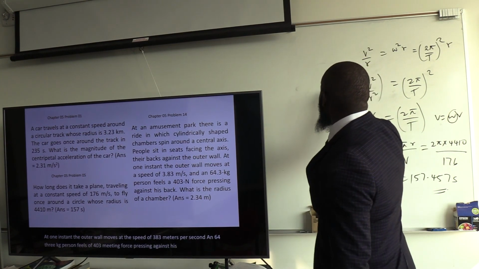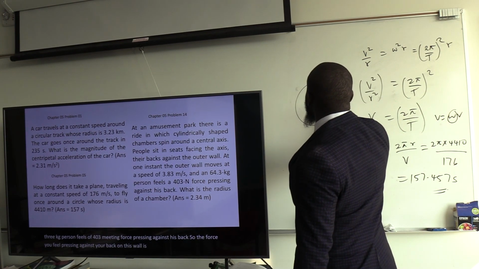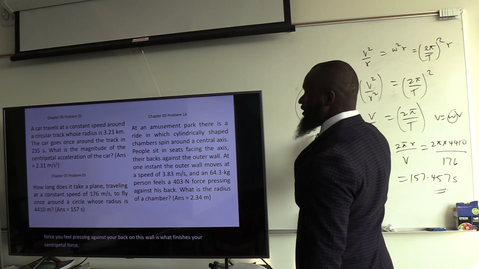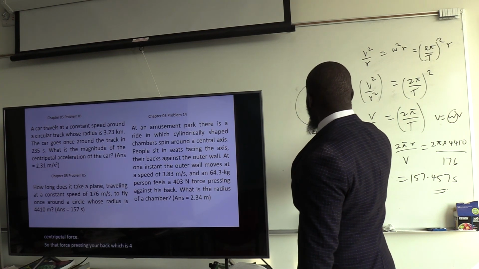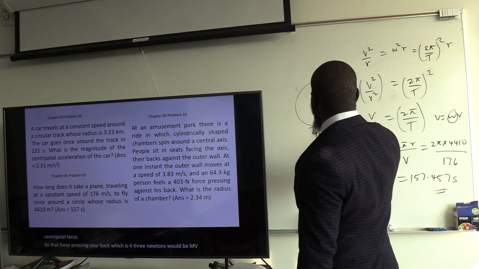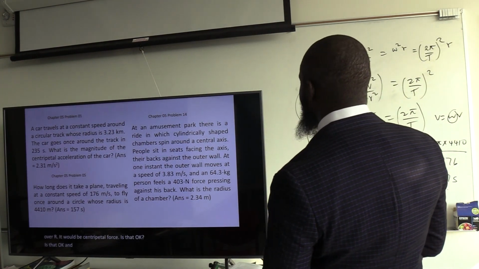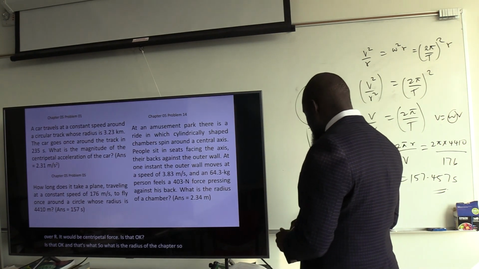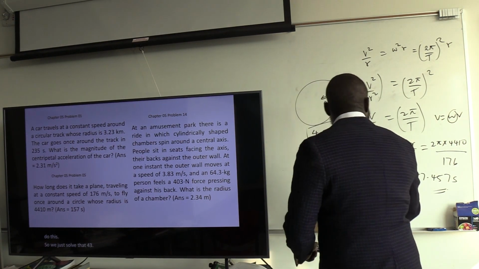So the force you feel pressing against your back on this wall is what furnishes your centripetal force. So that force pressing your back, which is 403 newtons, will be mv squared over r. It will be centripetal force. Is that okay? And that's what solves it. So what is the radius of the chamber? So we just solve that. 403. So do that up here.